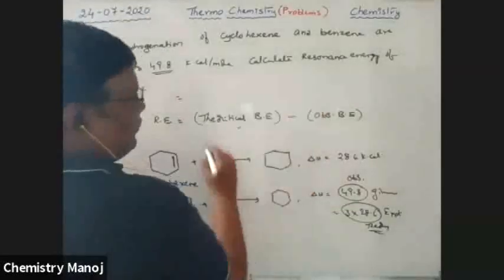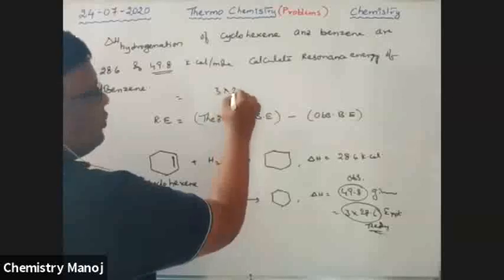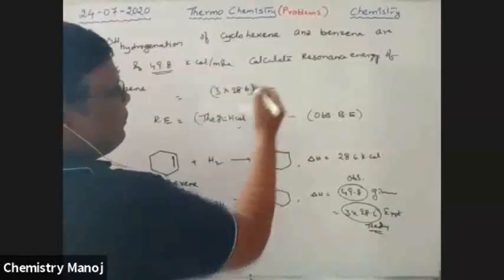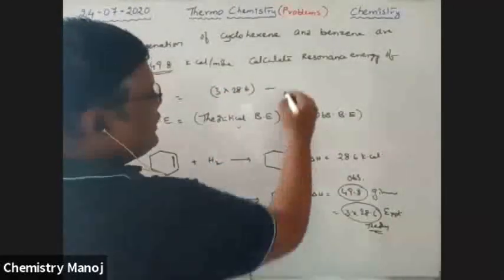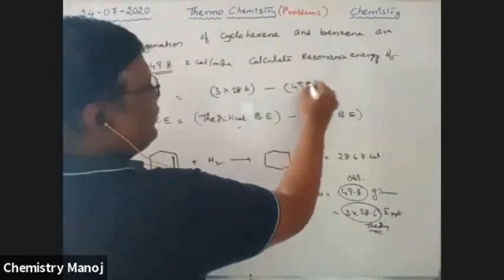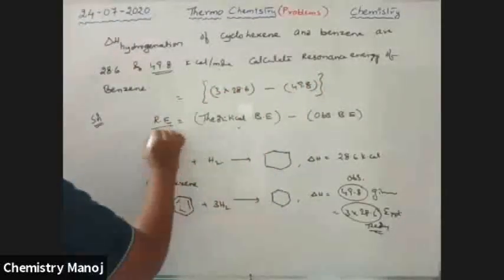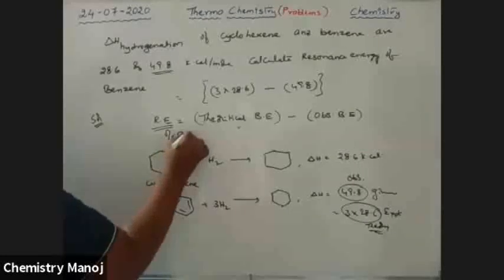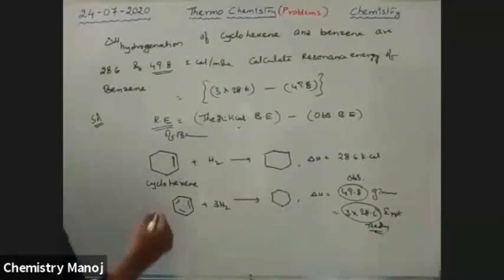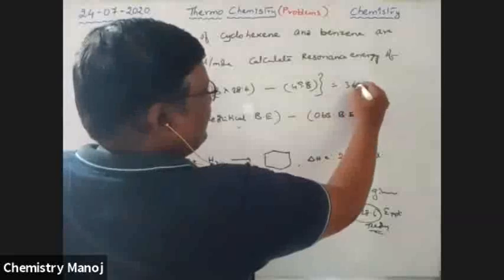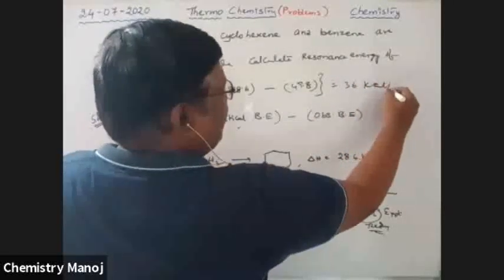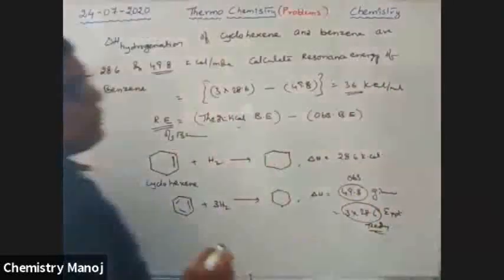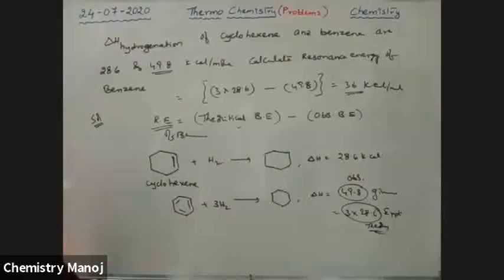So that is, 3 into 28.6 minus the observed value, that is 49.88. So this is the resonance energy of benzene. So how much will you get? That is equal to, I think, 36 kilocalorie per mole. 36 kilocalorie per mole. Yes?